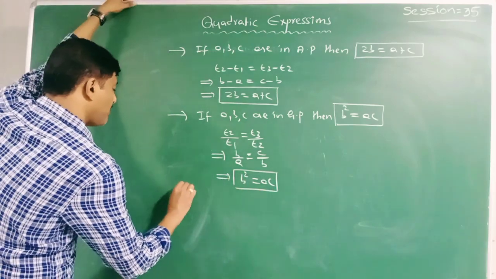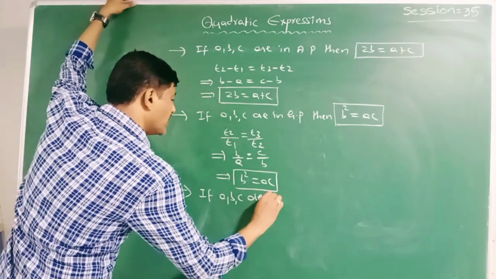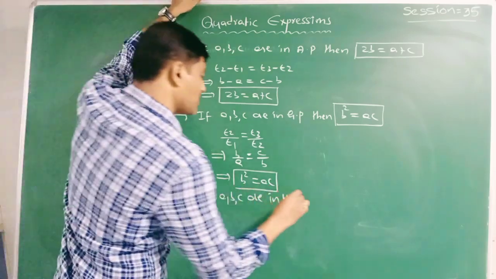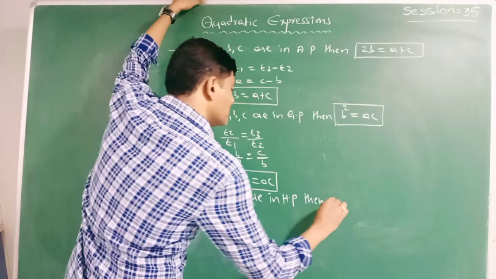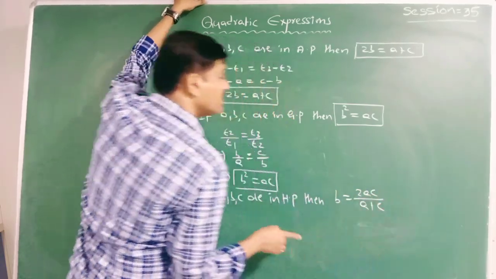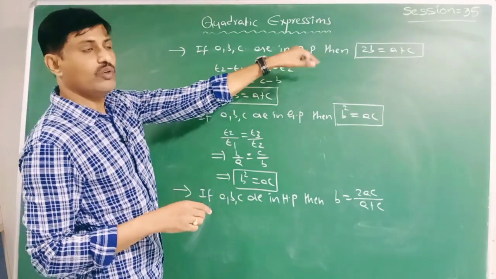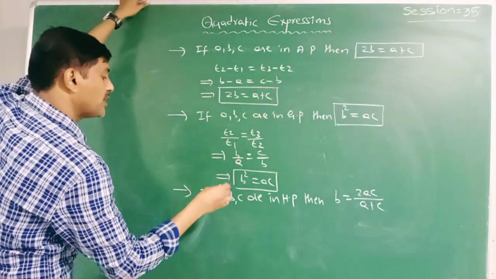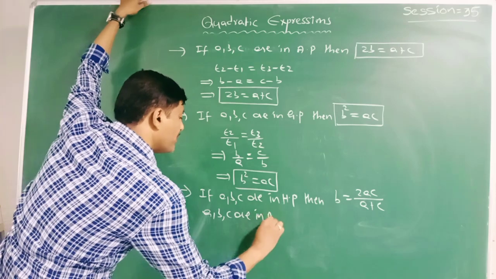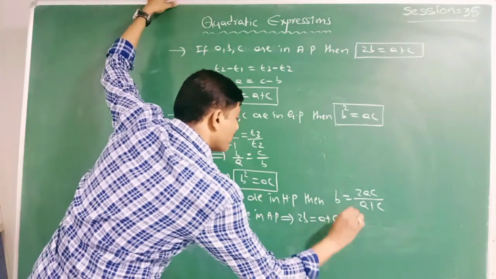Next one, if A, B, C are in HP, that is harmonic progression, then B is equal to 2AC by A plus C. How we got this result means as a reciprocal to AP. What is reciprocal to AP? As A, B, C are in AP, what is the condition? That is 2B is equal to A plus C we got.